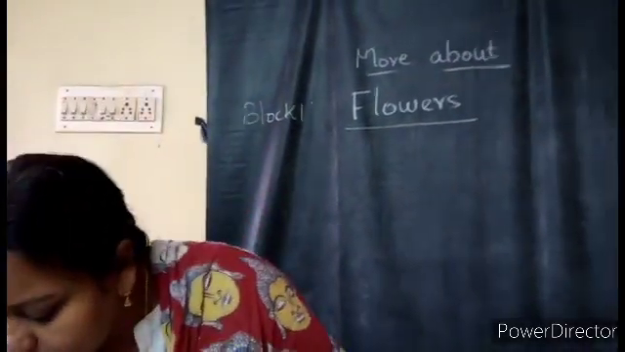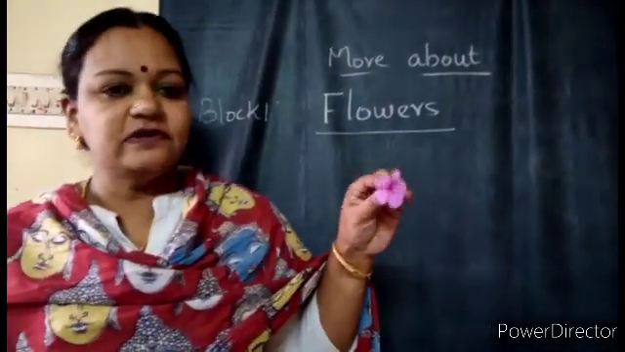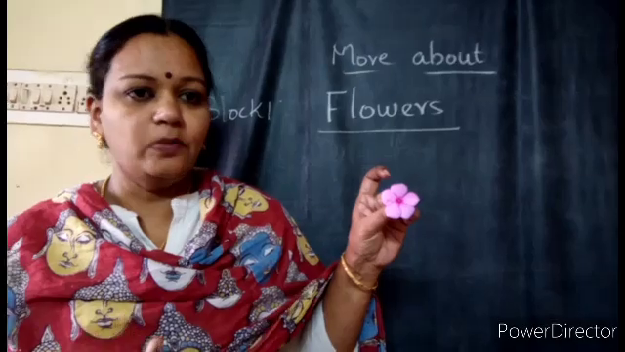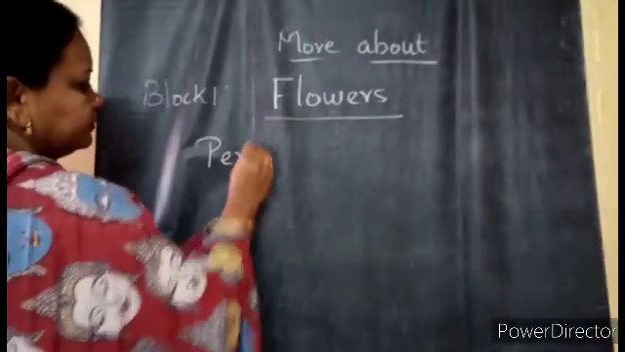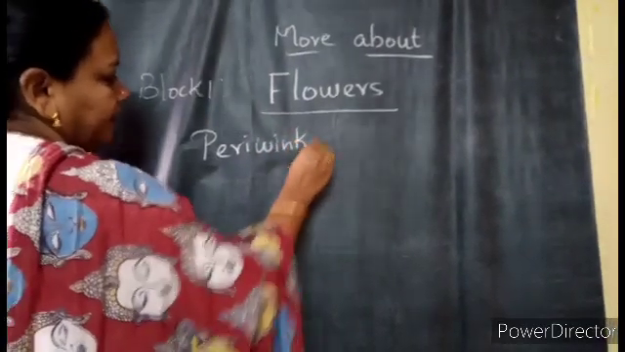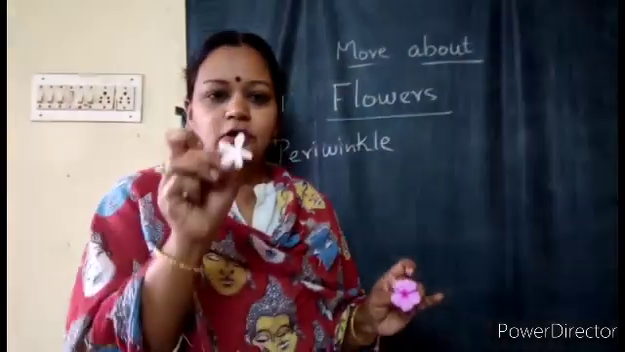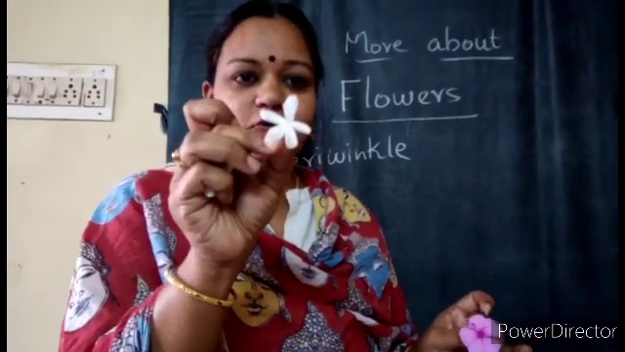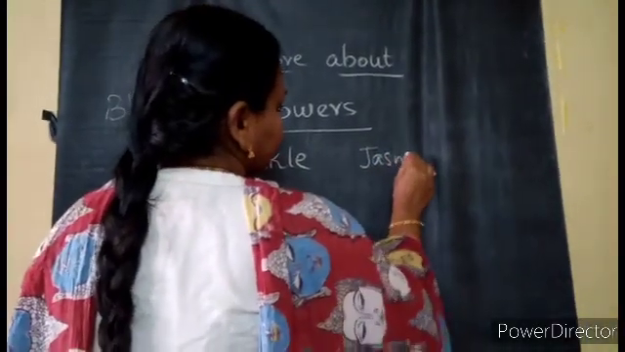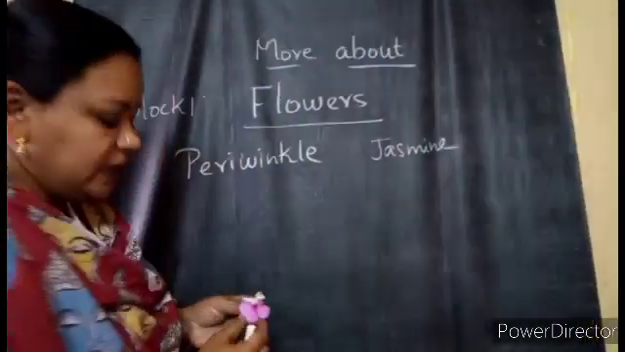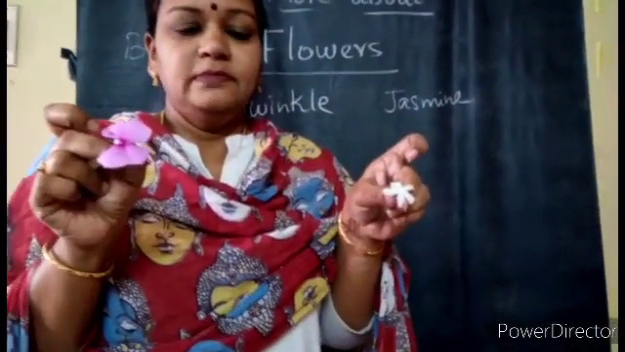Now, I'll show you one flower. Can you see this flower? Have you ever seen this flower, children? All of you might have seen this. It is a common flower we can see anywhere. It is a periwinkle flower. And please see this flower. You all might have seen it. What is this flower's name? Very good, jasmine. When you look at these two flowers, are they both the same? They differ.